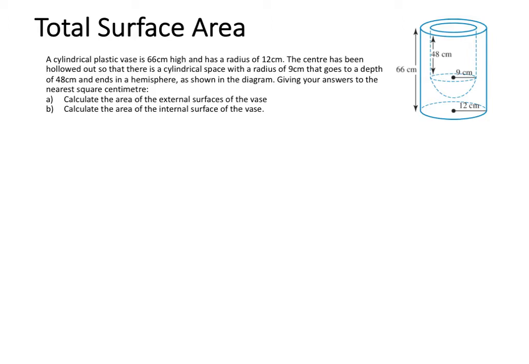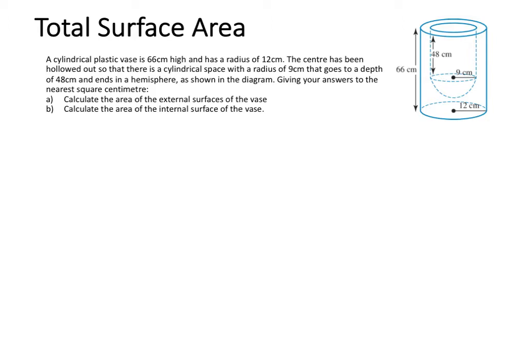Now the question is asking us to complete two calculations. The first is the area of the external surface of the vase. The second is the area of the internal surface of the vase. Now we'll complete each of those calculations separately, starting with part A, which is the surface area of the external surface of the vase. Now to complete that, we are going to draw a net of the shapes that make up the external area of the vase.